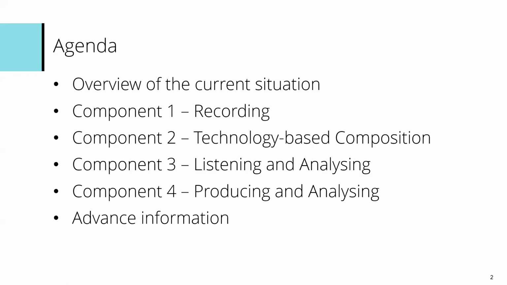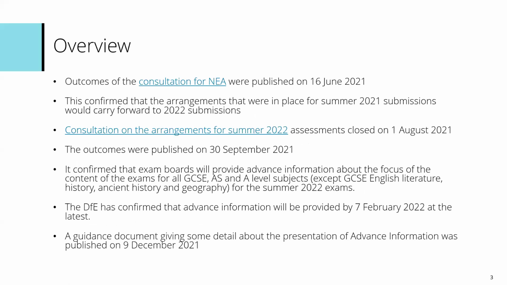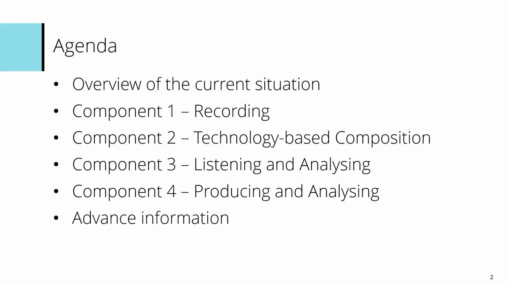Just as an overview and an agenda for the session, we'll have a look at the current situation and how we've got to this point. Then we'll run through the various adaptations that are in place for component one and component two, and then have a look at component three and four, and then around advanced information. And then we'll go through some information that details how information can be used, when it can be used, and a little further detail around that as well. That applies to component three and four.